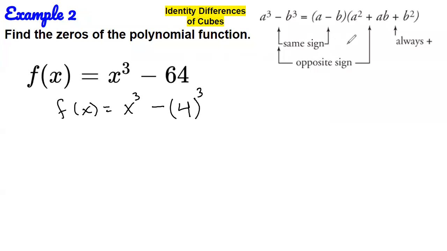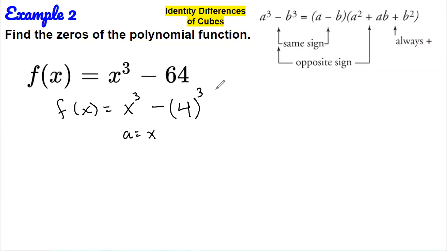Okay, so let's go ahead and see. We have a, in this case, would be x, and our b would be 4. So the way that we're going to factor this out would be x minus 4, and we have a squared, which is x squared, plus x times 4, so 4x, and b squared, b is 4, so I need to multiply that by itself or square it. And we have x squared plus 4x plus 16.